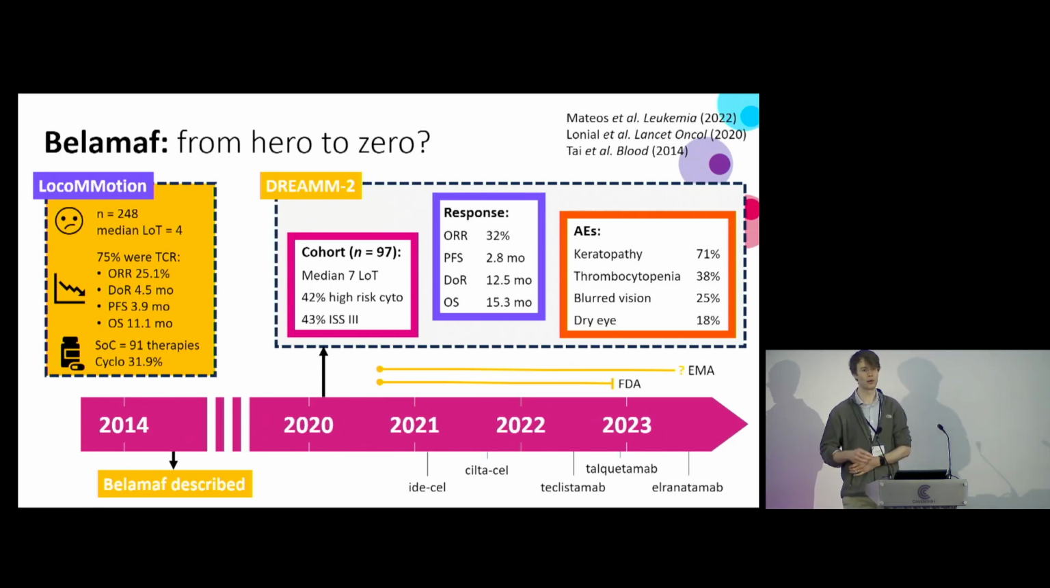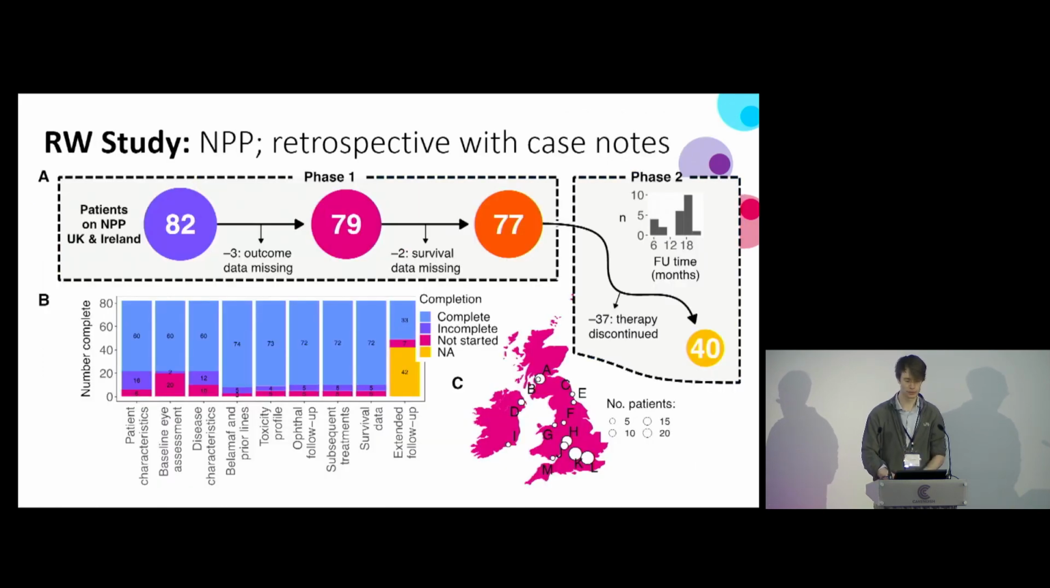DREAMM-3 has read out now, and we haven't seen superiority against PomDex. So there was withdrawal of the license in the US, and as we've heard, in Europe, ongoing discussions about it. Nonetheless, at the moment, we can still use belamaf on a named patient program in the UK and Ireland, and that's the context in which we studied all of this.